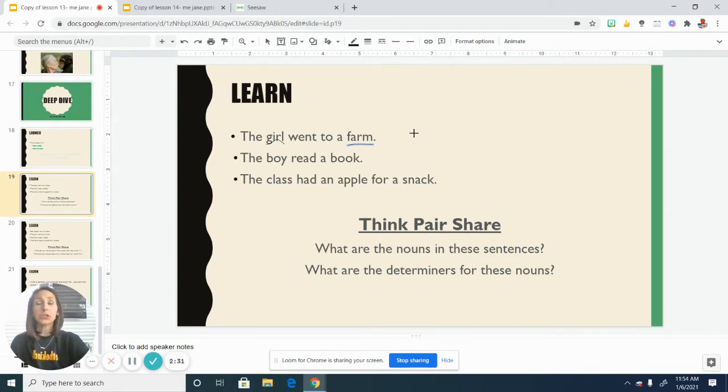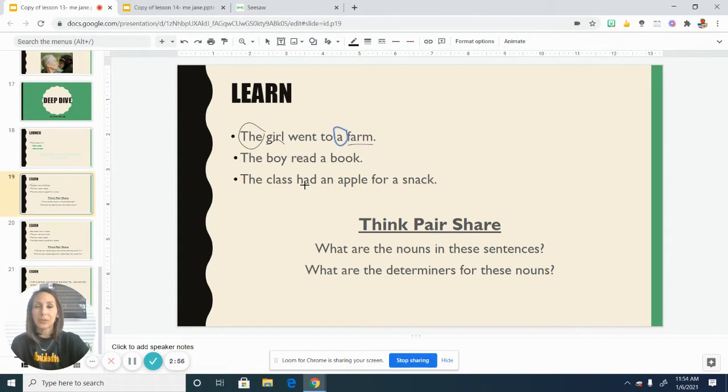Now, what are the determiners for those two words? For the word girl, what's the determiner? Yeah, the, very good. So we'll circle that. And then what about the determiner for the word farm? Yeah, a farm, very good. All right, let's look at the next sentence. The boy read a book. The boy read a book.